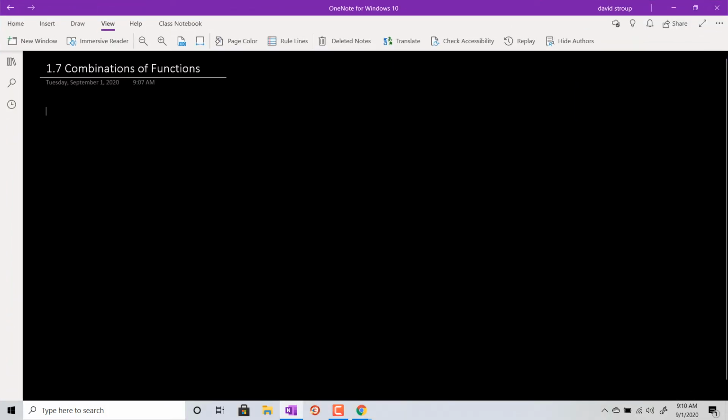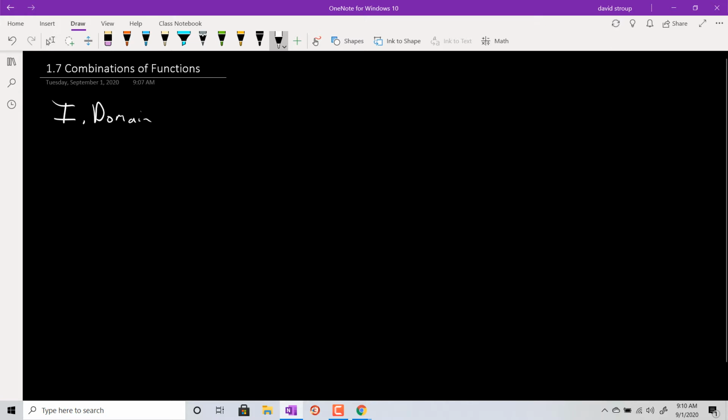Hello, welcome back. This is Math 1530 College Algebra, and we're working now on 1.7 with combinations of functions. So kind of making new functions from old functions, and we'll also worry about the domain, which are the possible values you can plug into a function. So the first thing we'll look at is the domain.